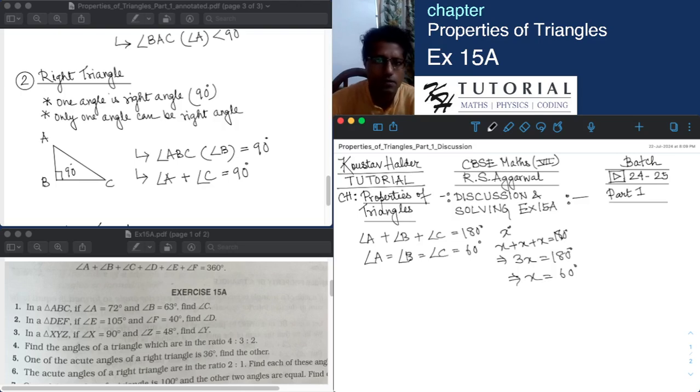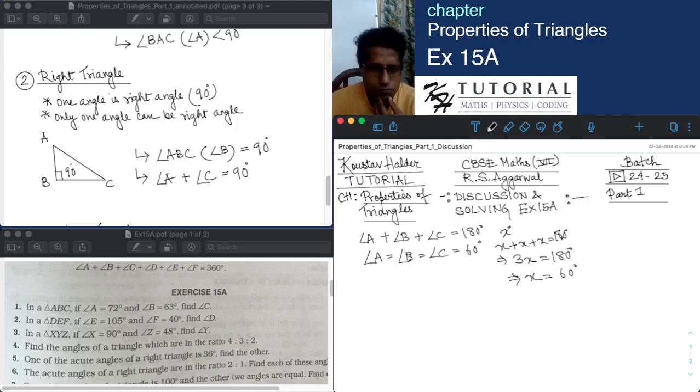or more than one angle cannot be 90 degrees. Why? Because we know that the sum of the angles of a triangle is 180 degrees, and if two angles become right angles, then their sum becomes 180 degrees, and this will imply that the third angle has to be 0, and we know that in a triangle all the angles are greater than 0. So this is the reason in any triangle there cannot be more than one right angle.